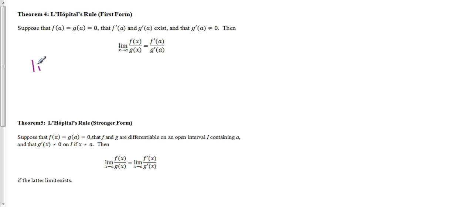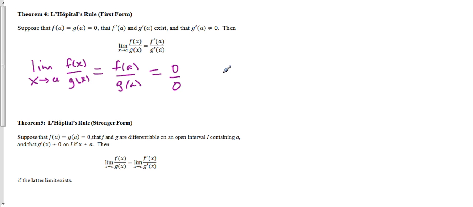Well, if we took the limit as x goes to a of f of x over g of x, and we just substitute it in, which is one of our ways of evaluating limits, then we would have f of a over g of a, and that would give us 0 over 0. And that is that indeterminate form. Now, we're going to talk in a couple of minutes about how we got this.